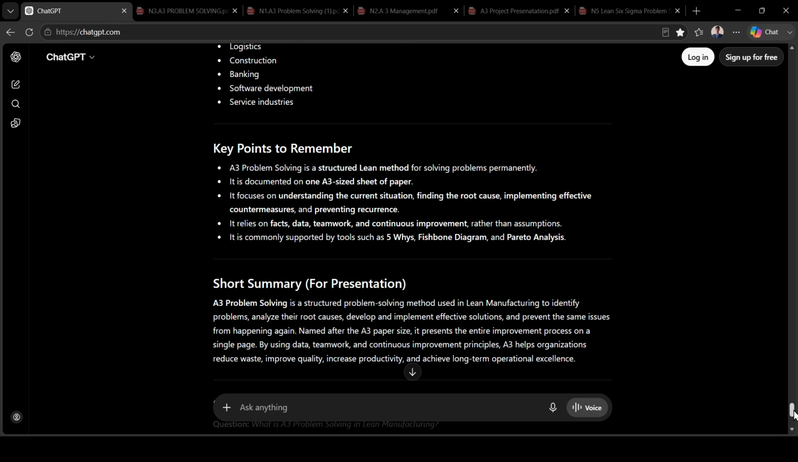In short summary, A3 problem solving is a structured problem-solving method used in lean manufacturing to identify the problem, analyze its root causes, develop and implement effective solutions, and prevent the same issue from happening again. Named after the A3 paper size, it represents the entire improvement process on a single page using data, teamwork, and continuous improvement principles. A3 helps organizations reduce waste, improve quality, increase productivity, and achieve long-term operational excellence.